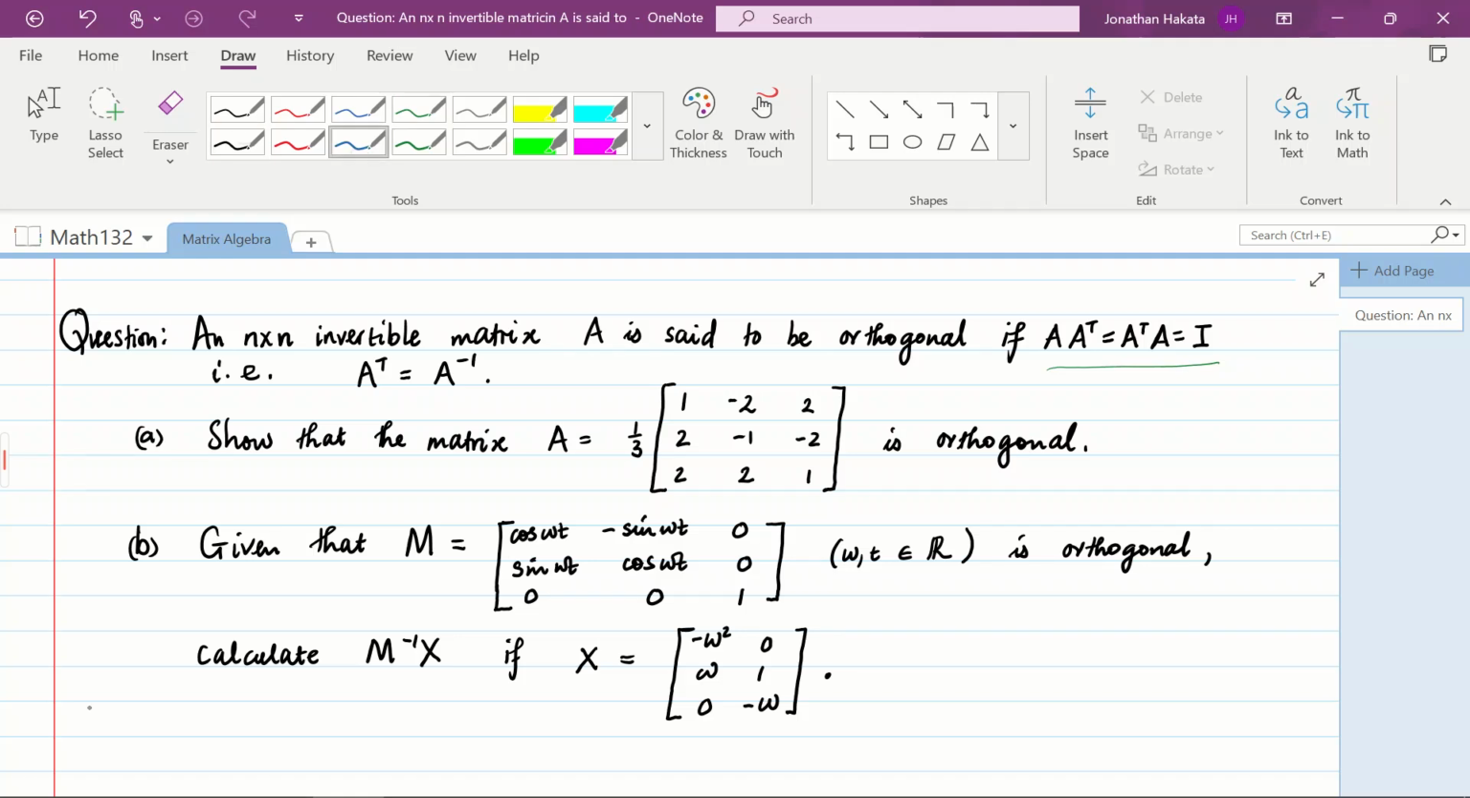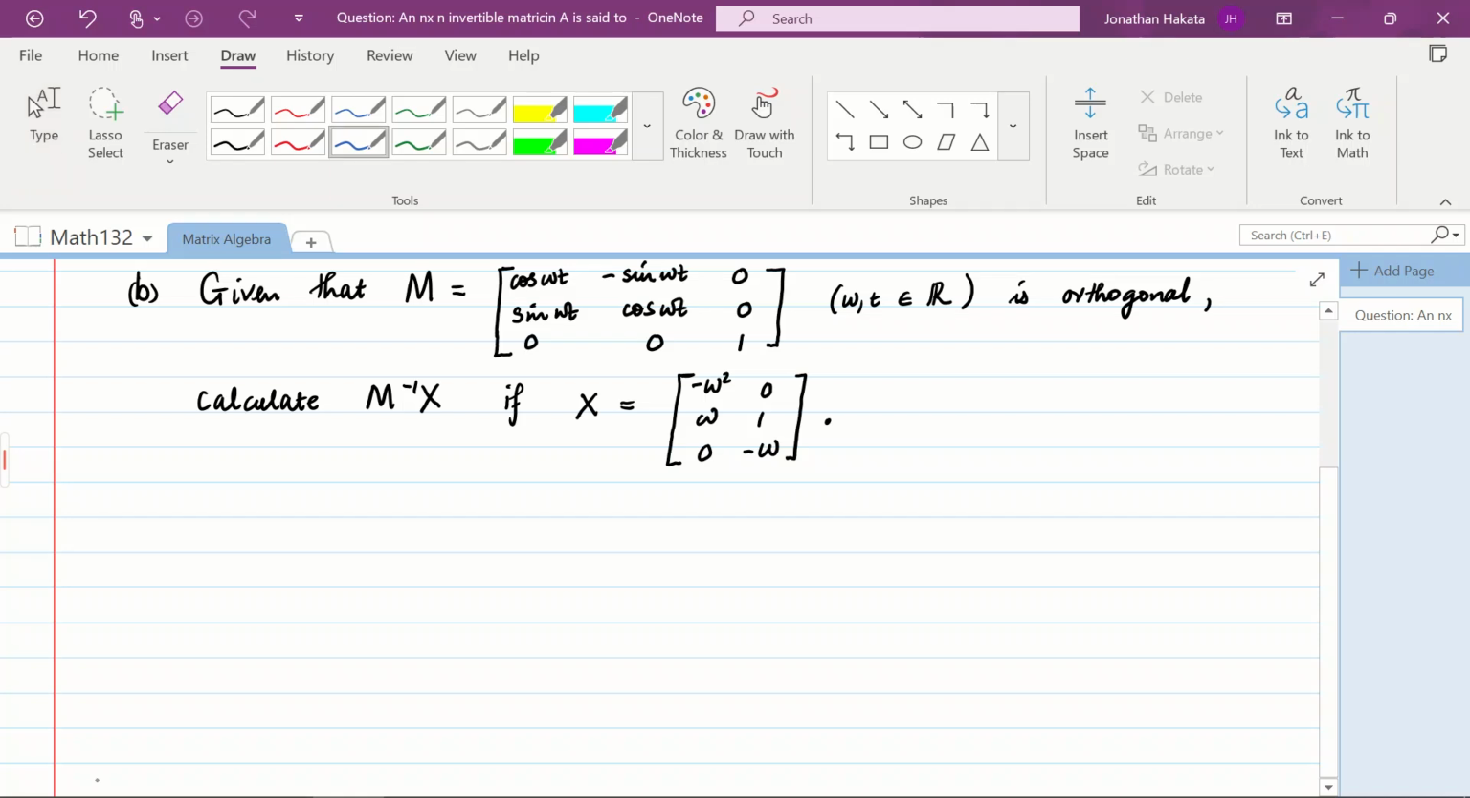Okay, so solution, part A, we want to calculate A transpose. Let's just be consistent in the order. We want the matrix A first. So the matrix A is given as 1/3 into 1, 2, 2, minus 2, minus 1, 2. The last column is 2, minus 2, and a 1.